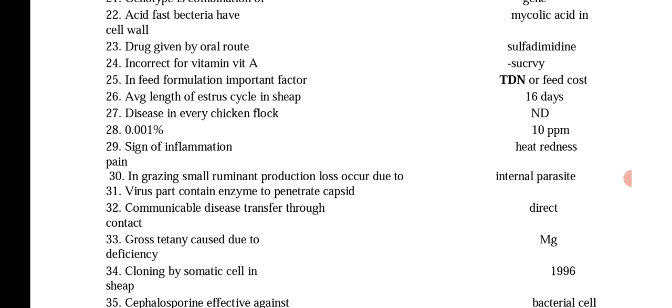In grazing small ruminants, production loss occurs due to internal parasites. Viruses contain enzymes to penetrate the capsid. Communicable disease transfer through contact is direct contact, the method of transmission of diseases.